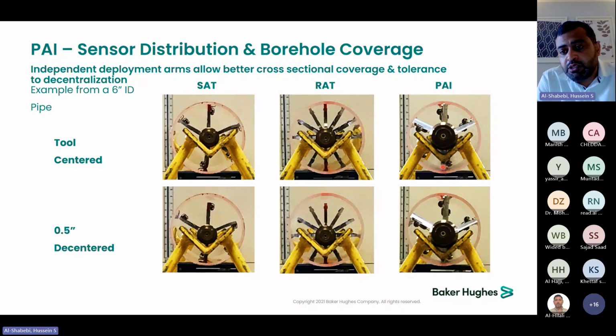PAI, as I mentioned, is independent. So even if this arm is collapsed, the opposite arm will open more, and it will still keep the contact with the pipe ID, unless it is more than the maximum opening of the tool. For each arm, the maximum opening is around 4.5 inch.